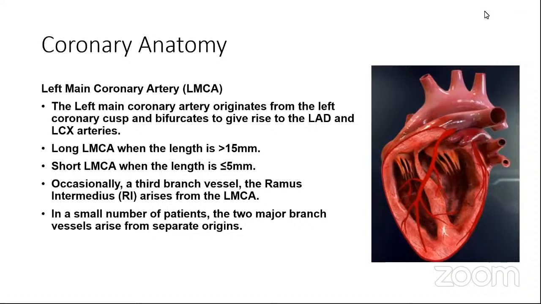The left main originates from the left coronary cusp and bifurcates to give rise to the LAD and LCX. Long left main is considered when the length is more than 15 millimeters and short is less than 5 millimeters. Occasionally, a third branch vessel, the ramus intermedius, arises also directly from the left main. A small number of patients have the LCX and the LAD originating directly from the aorta at separate origins.